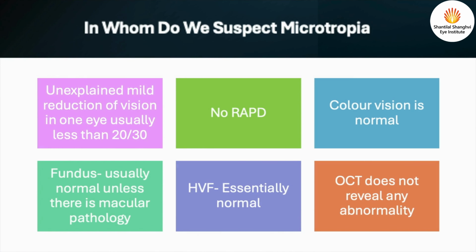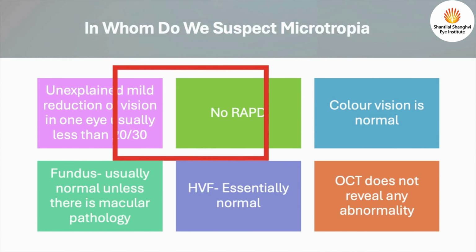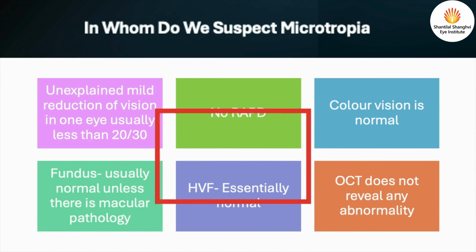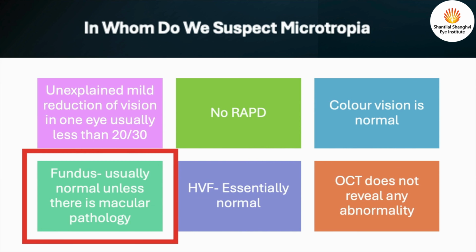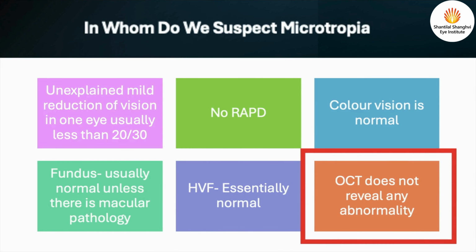So in whom do we suspect microtropia? A patient with unexplained mild reduction in visual acuity in one of the eyes, usually less than 20/30. When you do an examination, there is no RAPD, the color vision is normal. Fundus evaluation is essentially normal unless the patient has a central macular pathology. You do an HVF that comes out to be normal. You do an OCT that comes out to be normal.